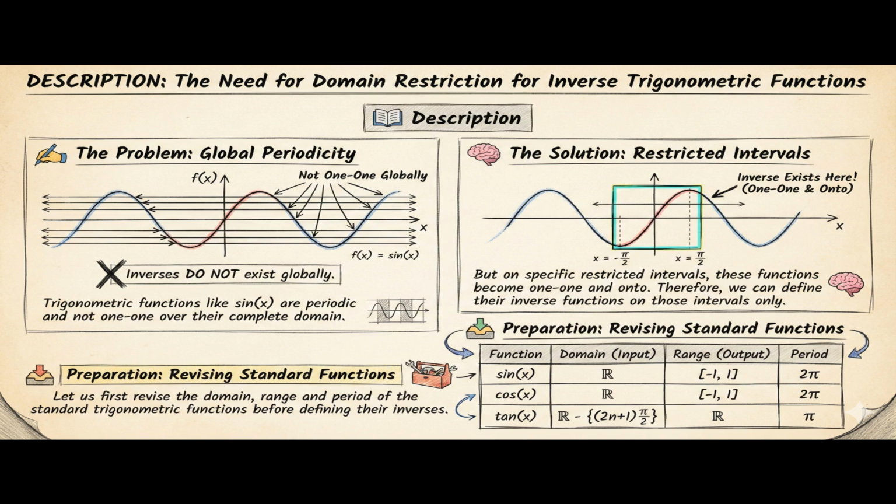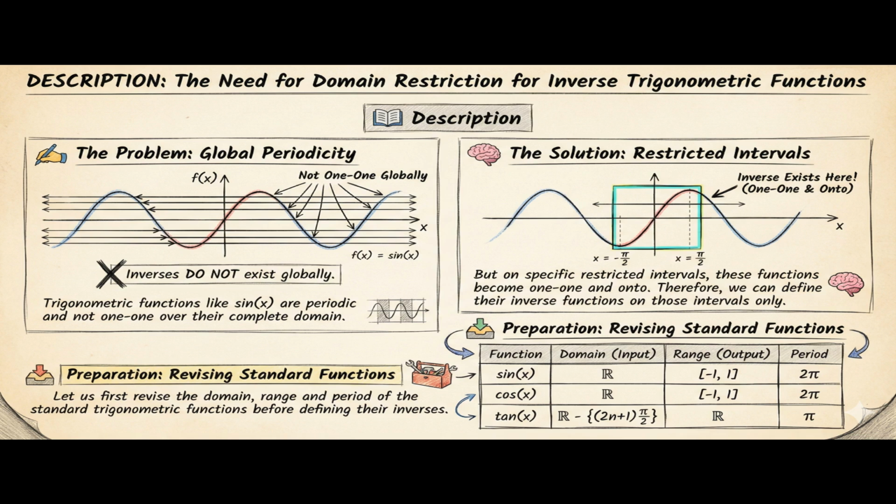Before defining inverse trigonometric functions, we must revise domain, range, and period. For sin x function, domain is R, set of real numbers. Range is closed interval minus 1 to 1. Period is 2 pi. For cos x function, domain is R, set of real numbers. Range is closed interval minus 1 to 1.